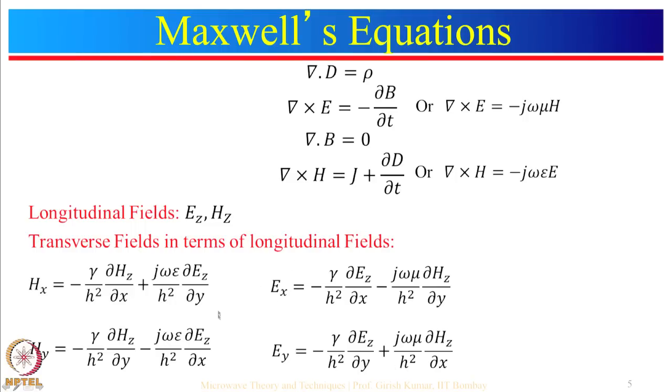These are the transverse fields, and in these fields the constant gamma is the propagation constant, which is equal to alpha plus j beta, where alpha is the attenuation constant and beta is the phase constant. And k is equal to ω root με, and h square is equal to gamma square plus k square. To derive the transverse fields, we need to know the longitudinal fields. Let's see how the longitudinal fields Ez and Hz can be found.